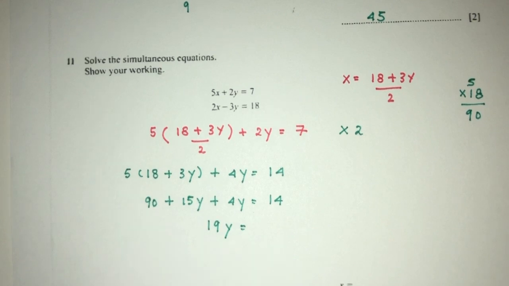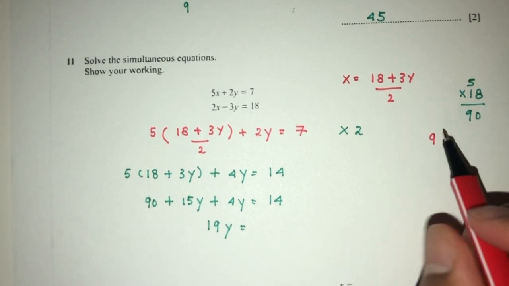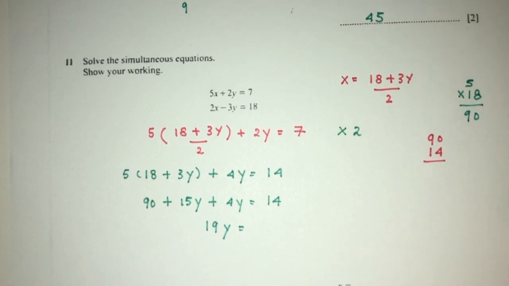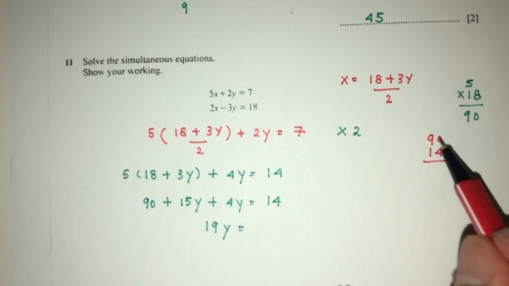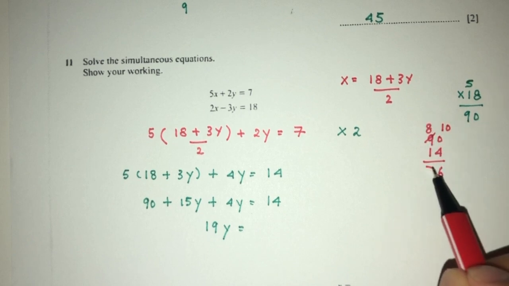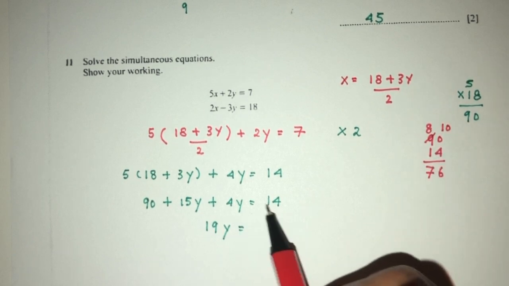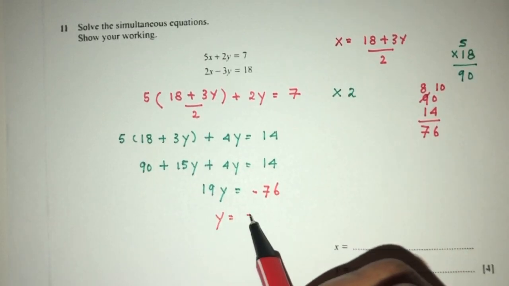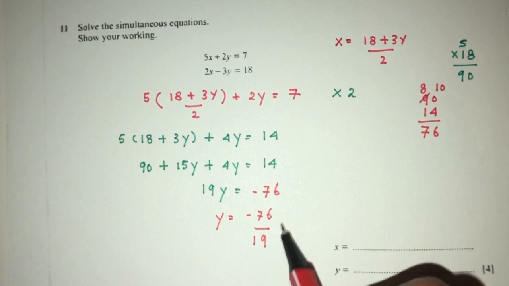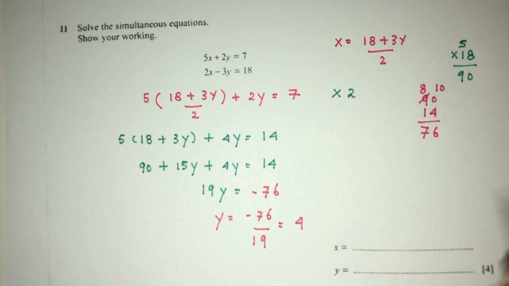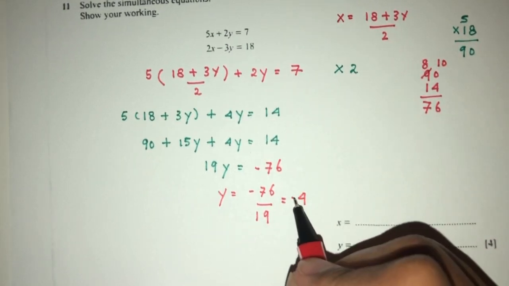Here we have 14 minus 90. That should be minus 76, right? So y will be minus 76 divided by 19. Since 19 times 4 is 76, y is minus 4.